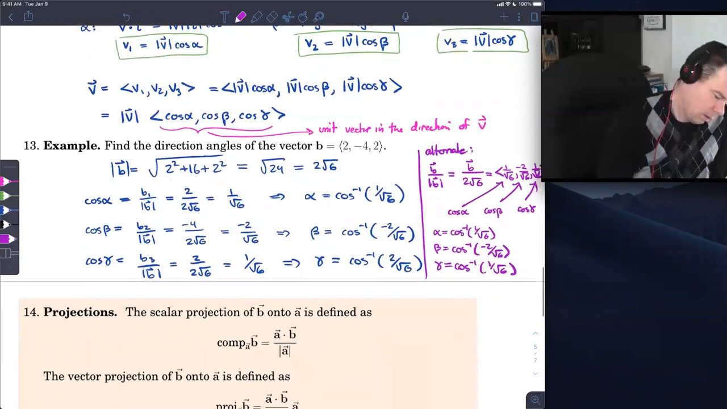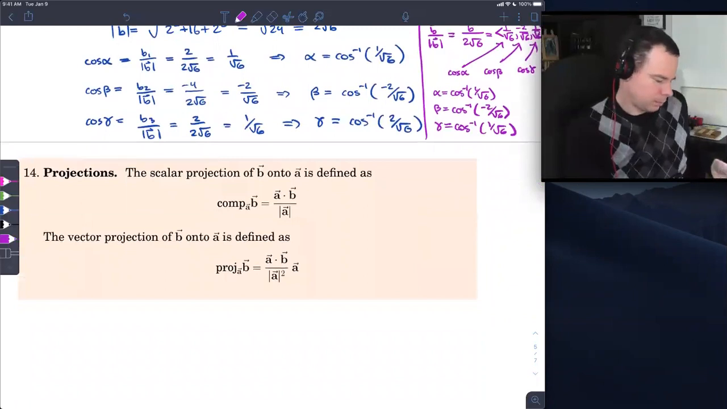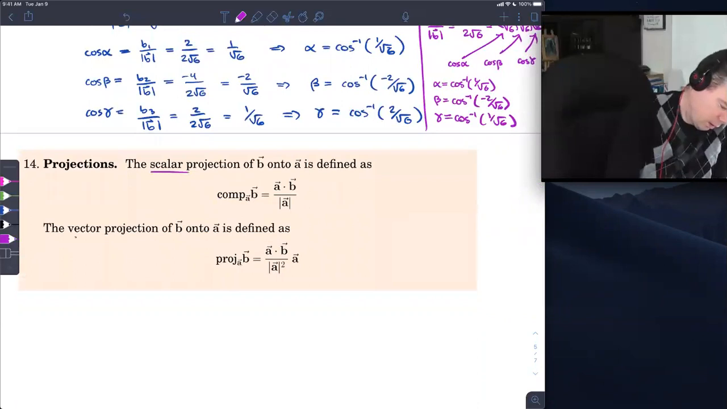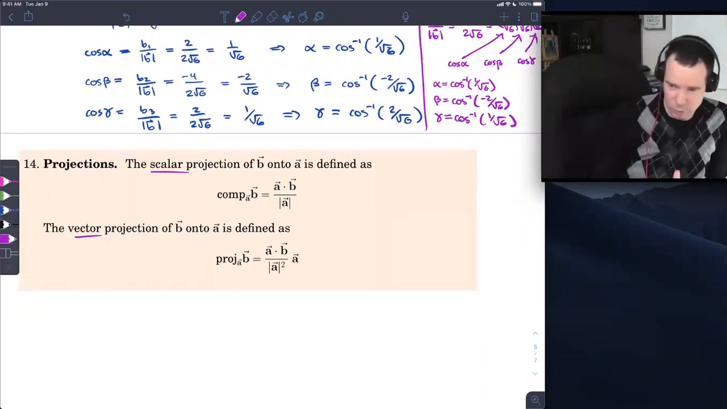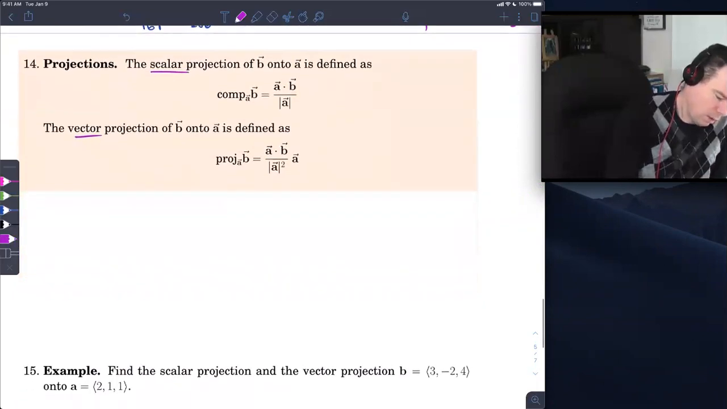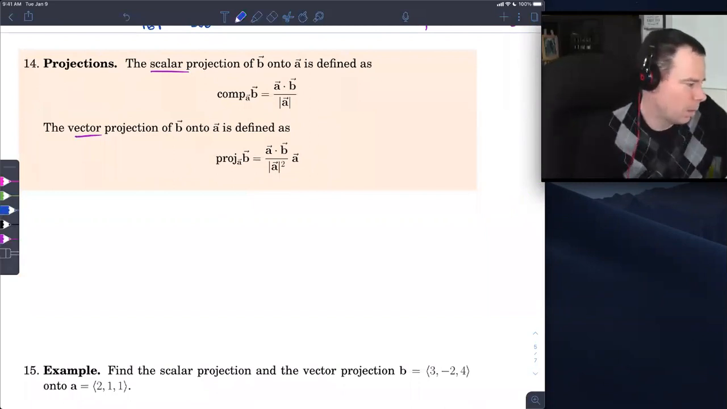All right. Next, we will look at projections. So both a scalar projection and a vector projection. So there's a couple of formulas there. I'm not going to talk about the formulas just yet. I'm going to work with the idea of what we're trying to capture here, and then we'll see how the formulas just sort of pop out from this.